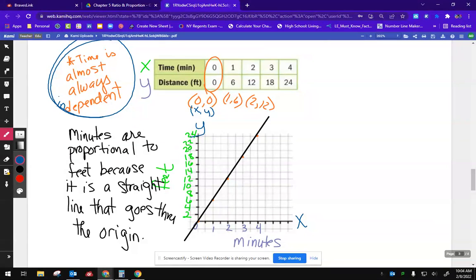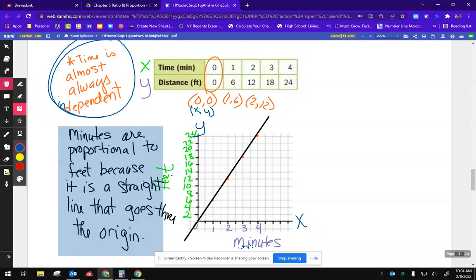Make sure you label the bottom minutes. Look up here. Make sure you label this minutes down here and feet over here. Otherwise, we don't know what it is. Now, because this graph is a straight line and it passes through the origin, it's proportional. So not only does the sloth move at a constant, steady rate, it's proportional.